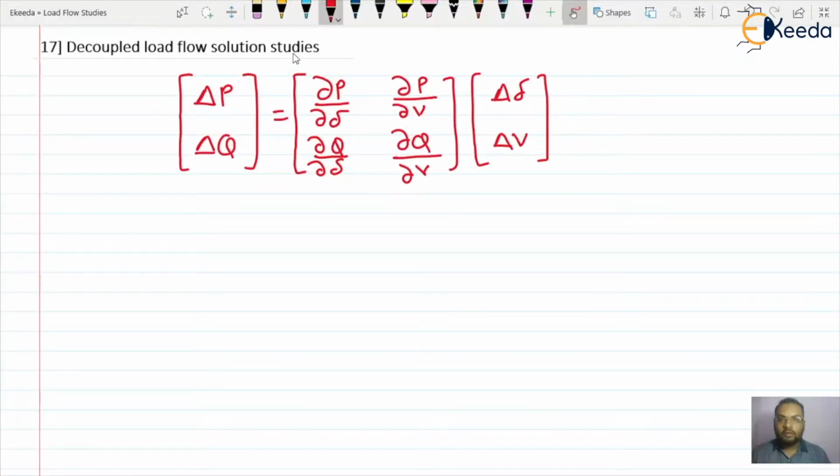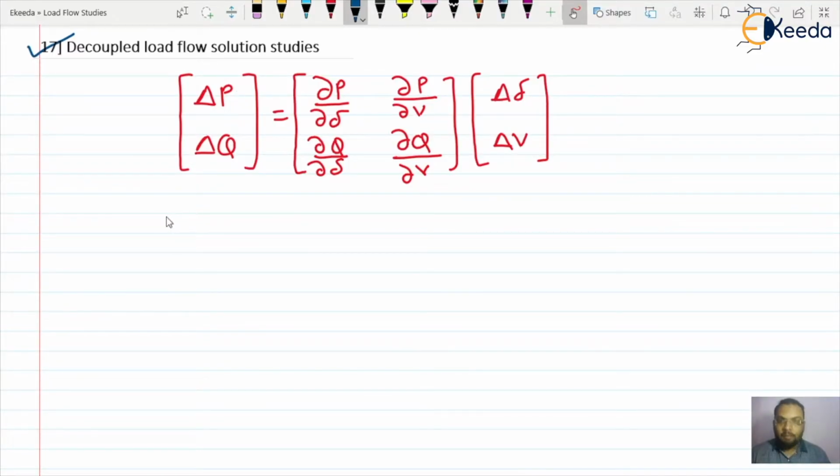So friends, till now we have studied two methods to solve the load flow problem. The first one was the Gauss-Seidel method and the second one we discussed was the Newton-Raphson method. From the Newton-Raphson method we have this relationship, which we have already discussed under the Newton-Raphson method. Now, let us try to understand the decoupled method to solve the load flow problem.